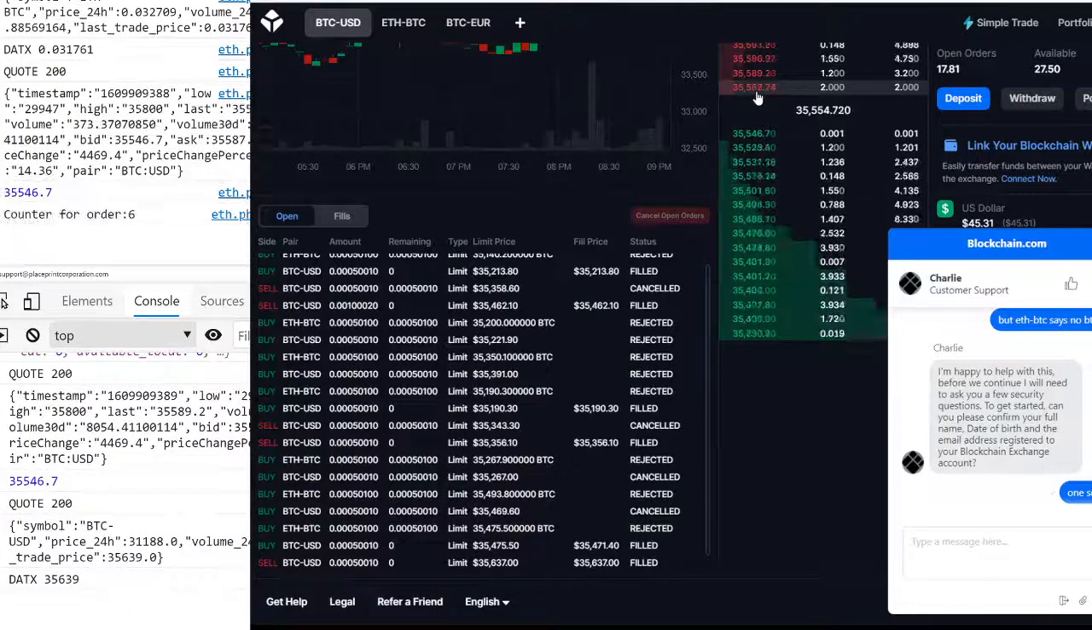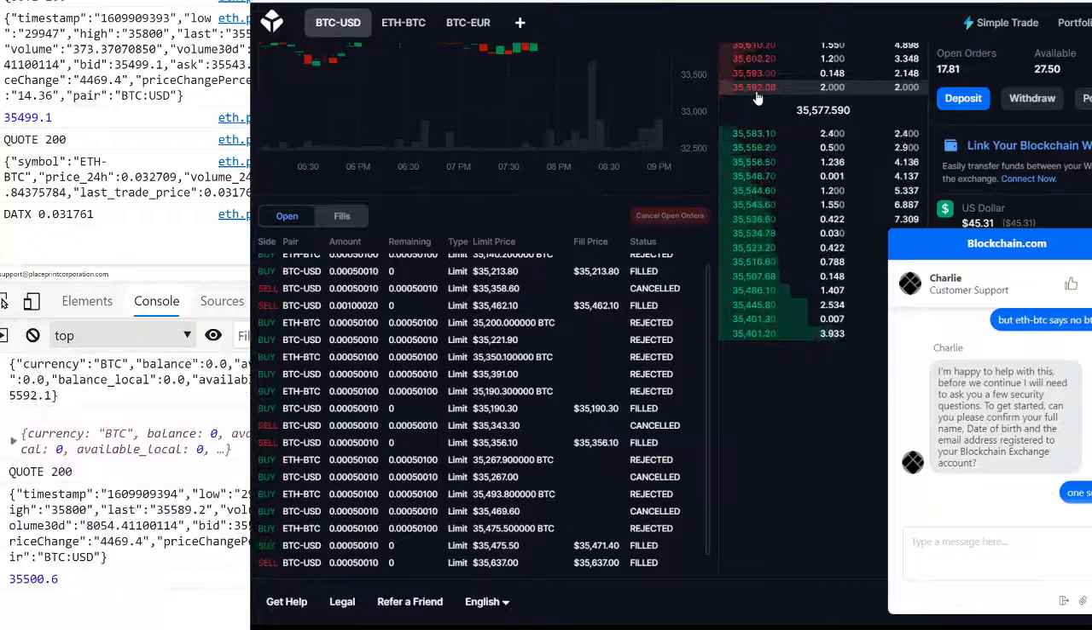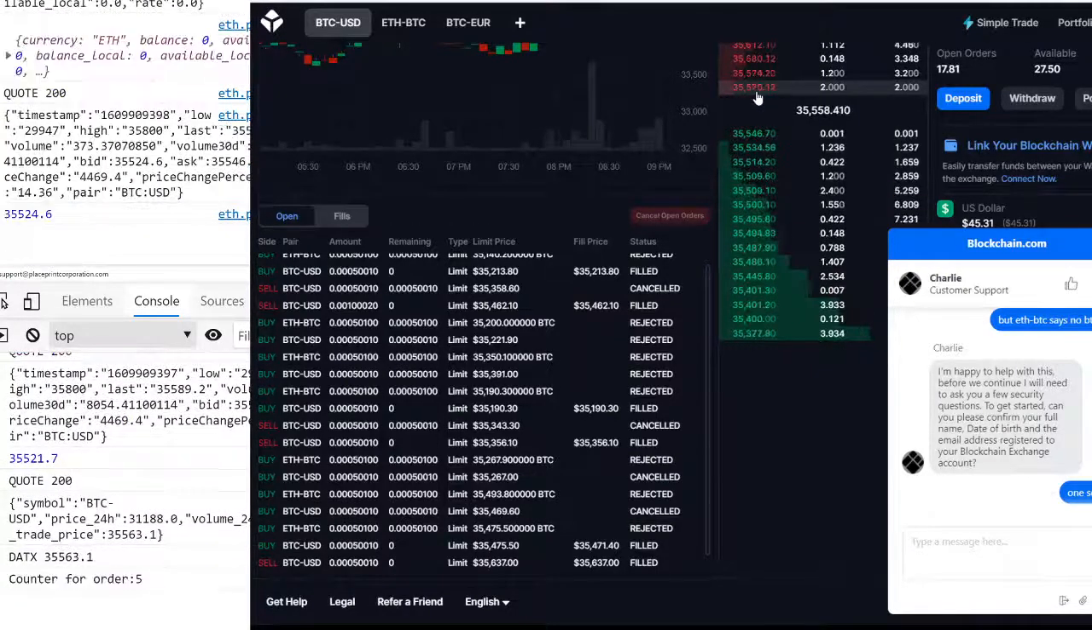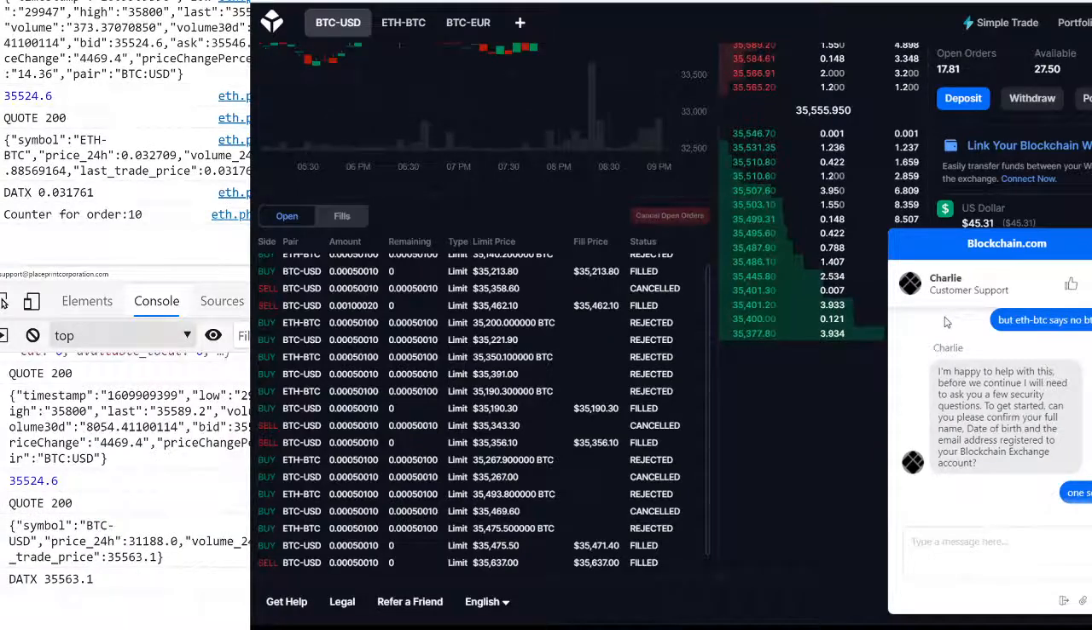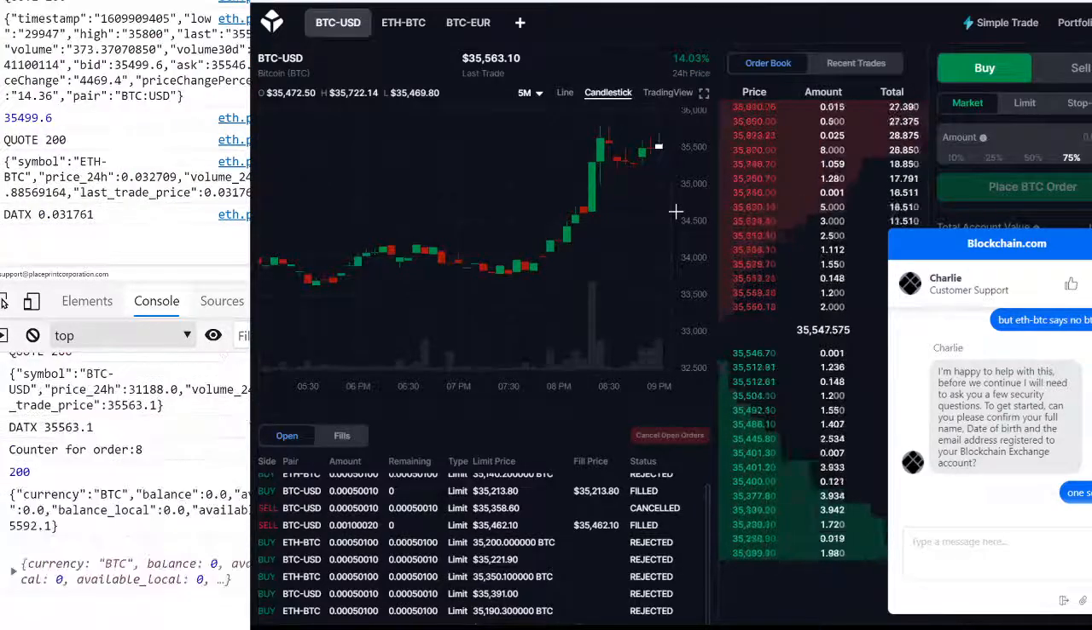Somebody said, will this work for trading ETH? The answer is yes, it will. It does actually, Alexander. Now you have to have ETH in your account, and that's actually what we're talking about with Charlie and the support here right now, because I don't have any ETH. I'm just confirming that we have to get ETH. And this is with blockchain.com.